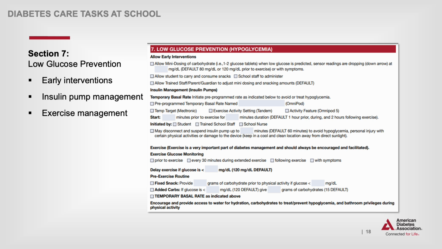Trending arrows and continuous readings offer a unique opportunity to prevent hypoglycemia by using small amounts of carbohydrate in advance of actual hypoglycemia and/or reducing basal insulin. Additionally, this section allows for prevention of lows related to exercise. Prevention through reducing insulin delivery and/or snacking can allow the student to engage in physical activity without hypoglycemia or interruptions.